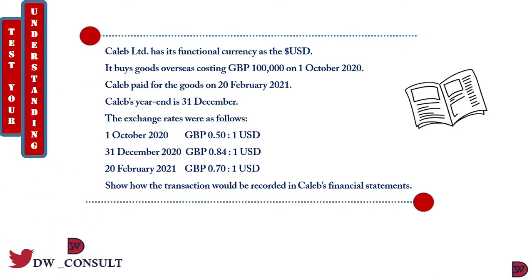1st October 2020, the pound was 50 penny to a dollar. 31st December 2020, the pound was 84 penny to a dollar. On 20th February 2021, the pound was 70 penny to a dollar. So we have to show how the transaction will be recorded in Caleb's financial statement.